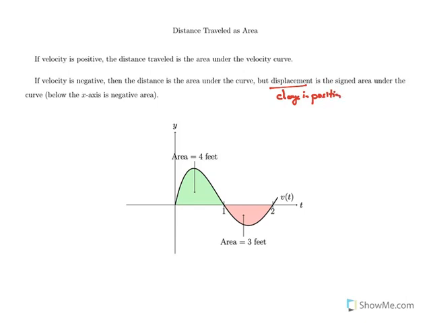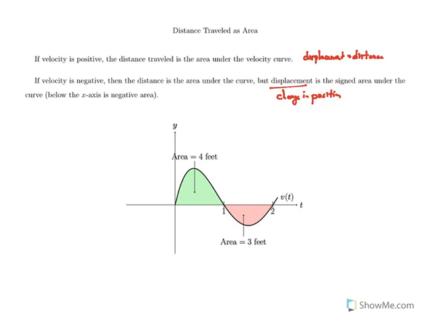Is the signed area under the curve. That is, if you're below the x-axis, then we have negative area. If velocity is positive, then displacement is the same as distance. This is the exact same idea as velocity and speed being the same if we think about positive values. Once you start thinking about negative values, they're a little bit different.